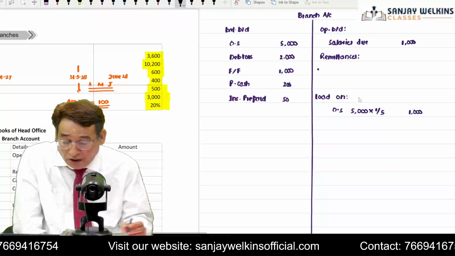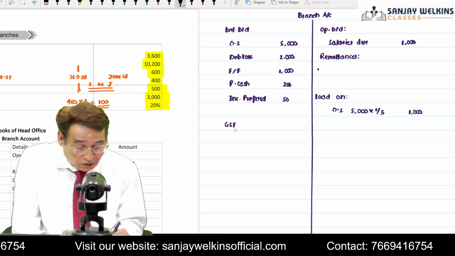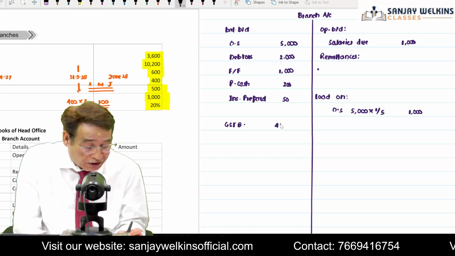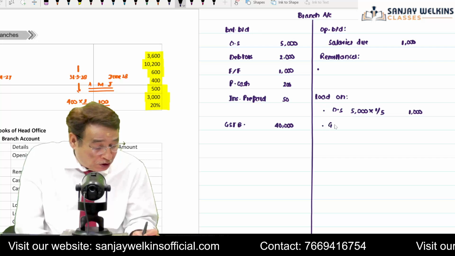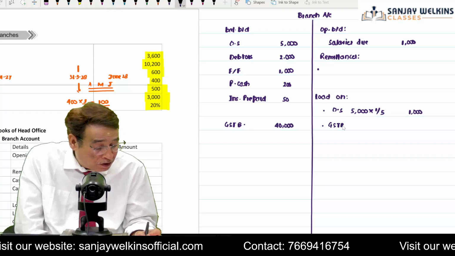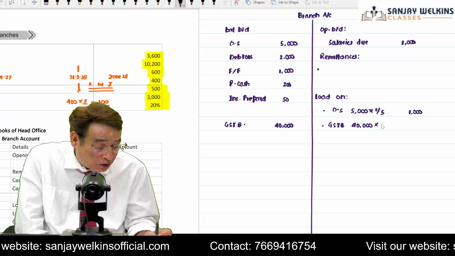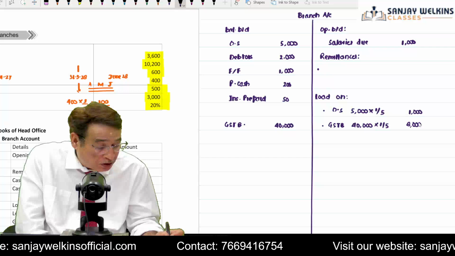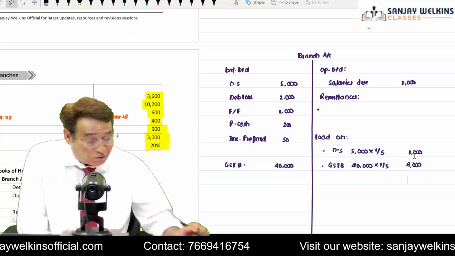After this, we are being given goods sent to branch. So on the debit side, we shall write here goods sent to branch, and the goods sent to branch given to us is 40,000. So I will be writing here 40,000. On the opposite side, loading on goods sent to branch, that is 40,000 into 1/5, that is equal to 8,000. So this is how you are supposed to do this particular question. Then we are being given cash sales. Cash sales is equal to 55,000.